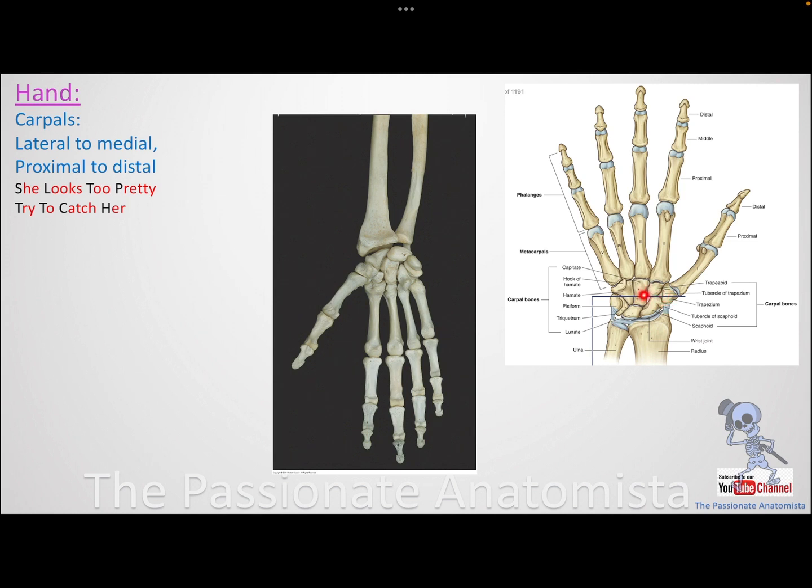And then you have the capitate, hamate, "catch her," capitate, hamate. So the one that is in the center is capitate. The one in the center is capitate. Capitate means head. So you can remember that your head is in the center.